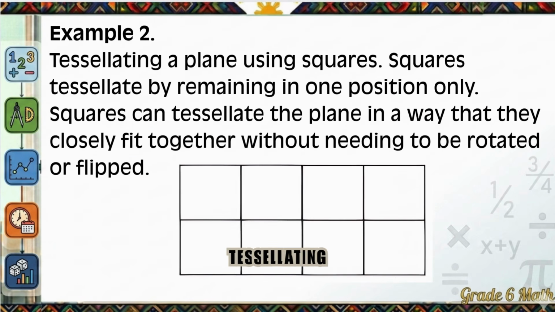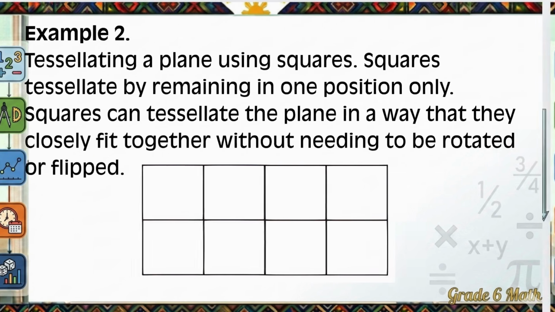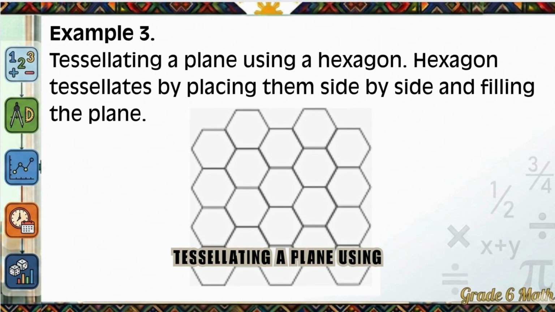Example 2. Tessellating a plane using squares. Squares tessellate by remaining in one position only. Squares can tessellate the plane in a way that they closely fit together without needing to be rotated or flipped. Example 3. Tessellating a plane using a hexagon. Hexagons tessellate by placing them side by side and filling the plane.